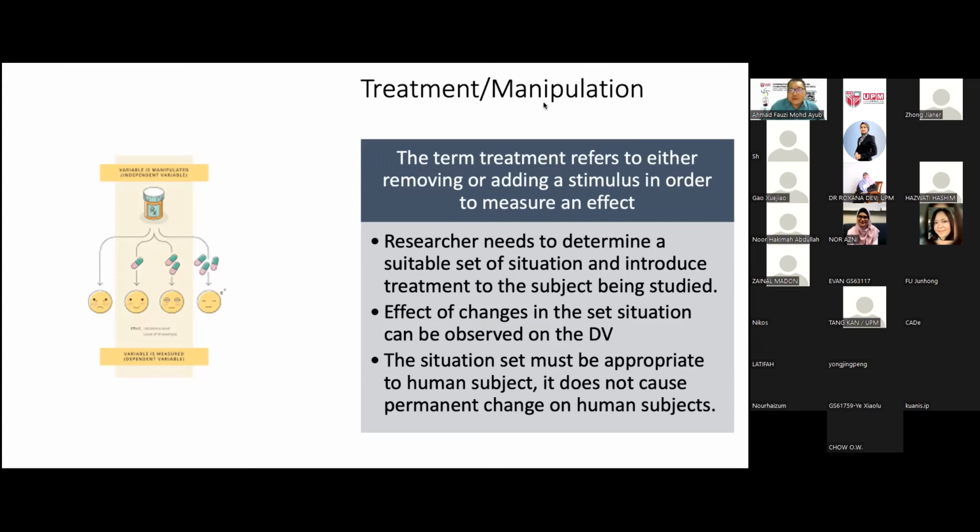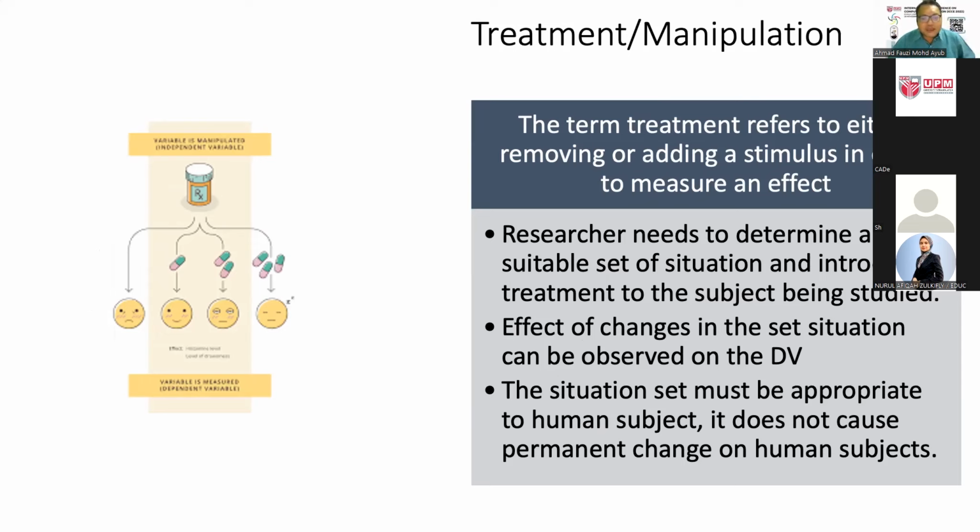So for the manipulation, the researcher needs to determine a suitable set of situations and introduce the treatment to the subjects being studied. So for the intervention, you need to make sure what the intervention is, and it should be suitable for the respondents. And then you look at the effect. The effect of changes in the situation can be seen on the DV. So the effect of your independent variable, the intervention, is on your dependent variable here.